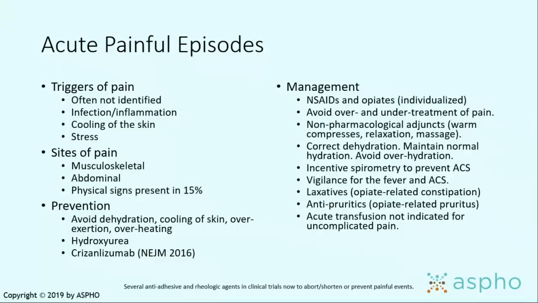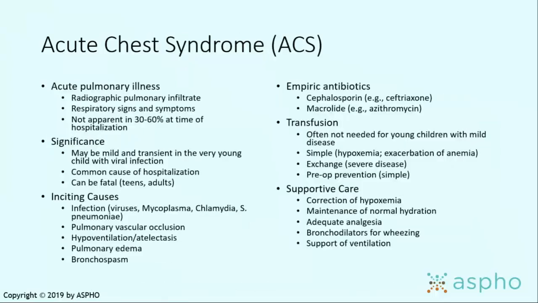Oftentimes they need antipyretics. And then typically acute transfusion does not change an acute pain crisis. Because if you remember the pathophysiology, you have vaso-occlusion and then you have tissue reperfusion injury. A blood transfusion is not going to get rid of tissue reperfusion injury and pain. It may prevent the next pain crisis, but it's not going to treat the current pain crisis.